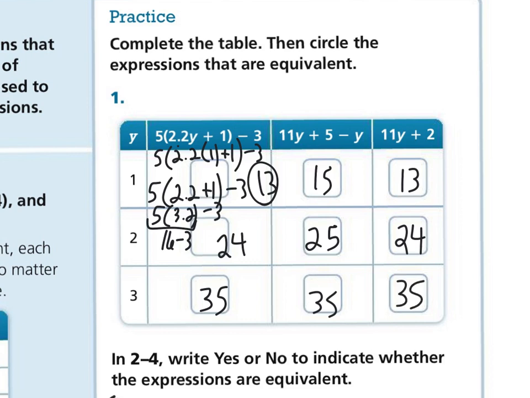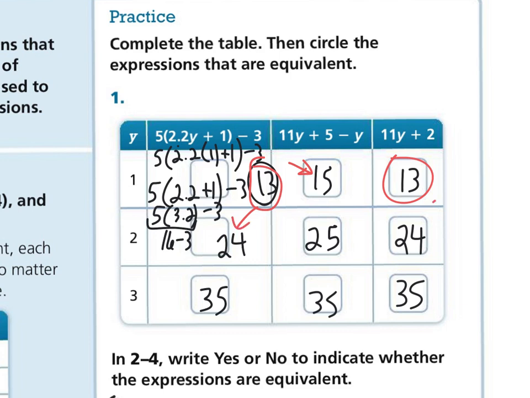The deal is, if they're equivalent, they're going to have the same value for any number we substitute for the variable. So if you'll notice, if we put a 1 in, we got 13, 15, 13. Well, that middle one's already out. It can't be equivalent because it already has a different value than the other two. So it's not going to be equivalent to the other two.